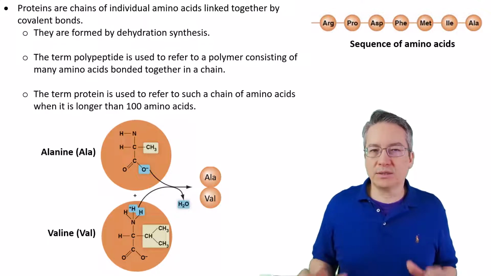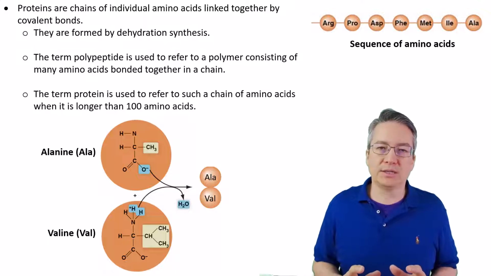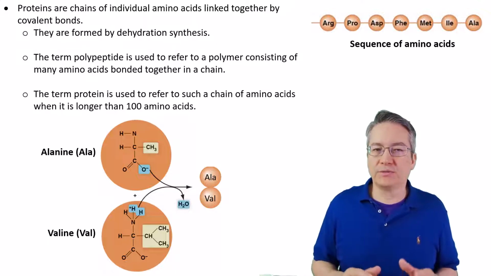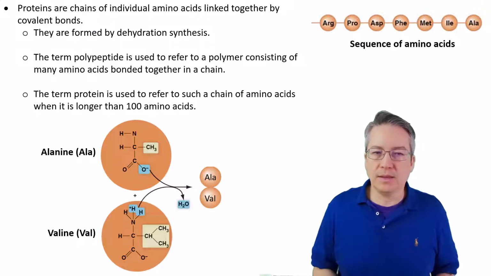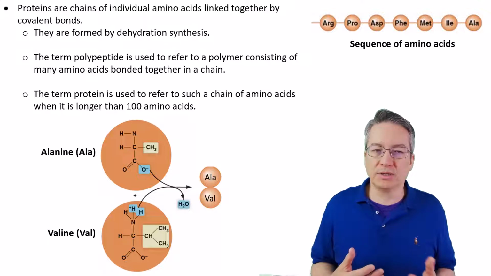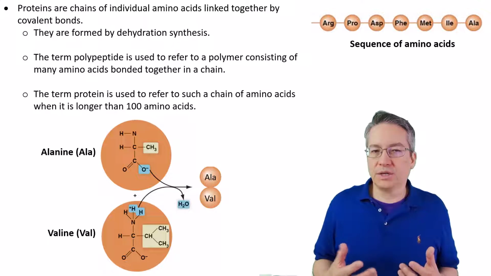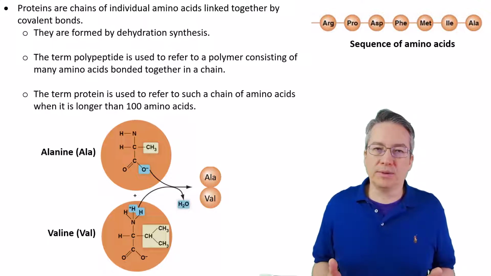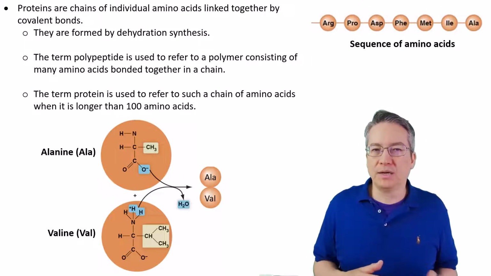Okay, so I've mentioned that the subunit of a protein is called an amino acid. So proteins are essentially chains of individual amino acids linked together by covalent bonds, and they're formed by dehydration synthesis. The term polypeptide is used to refer to a polymer consisting of many amino acids bonded together in a chain. And we often use the term protein to refer to such a chain when it's longer than 100 amino acids. Now, this number isn't set in stone, but that's just sort of a rough dividing point in which we start to talk about a polypeptide as being a protein.